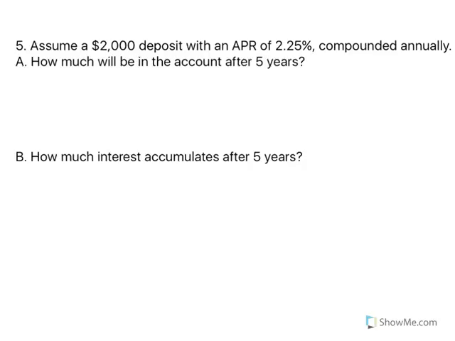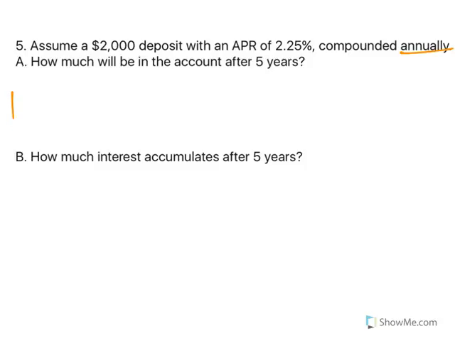So this video is going to focus on compound interest. First thing, let's assume we have a $2,000 deposit with an APR of 2.25% compounded annually. That's what we ended the last video on, but we will get to other types of compounding besides annually. So first off, how much will be in the account after 5 years?